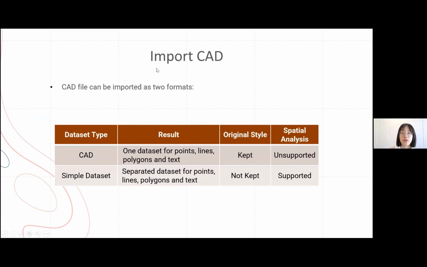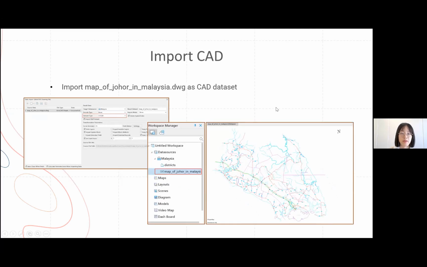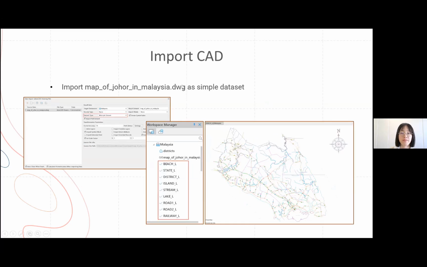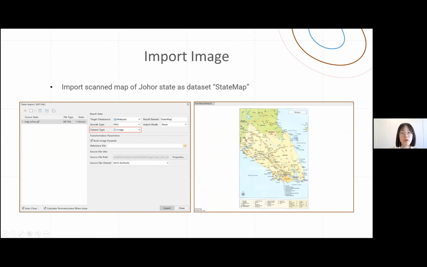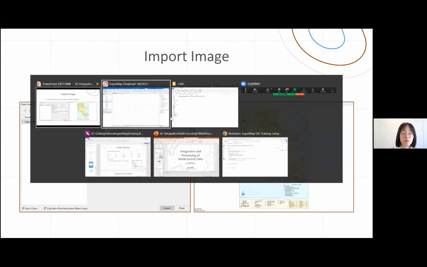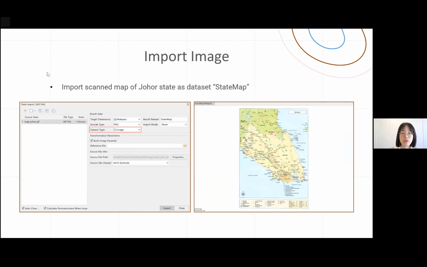And also, here's a hint about how to import a CAD file in different formats into SuperMap iDesktopX. And so now our next step is to import images and raster data into our data source.